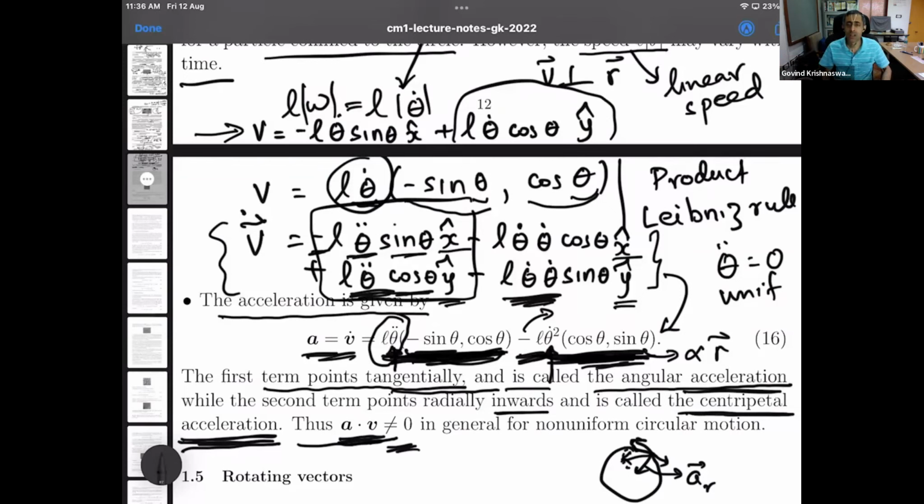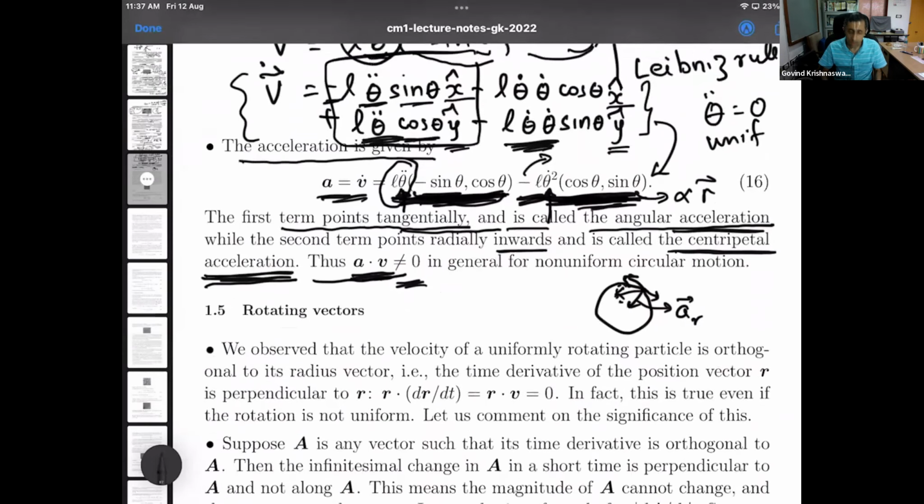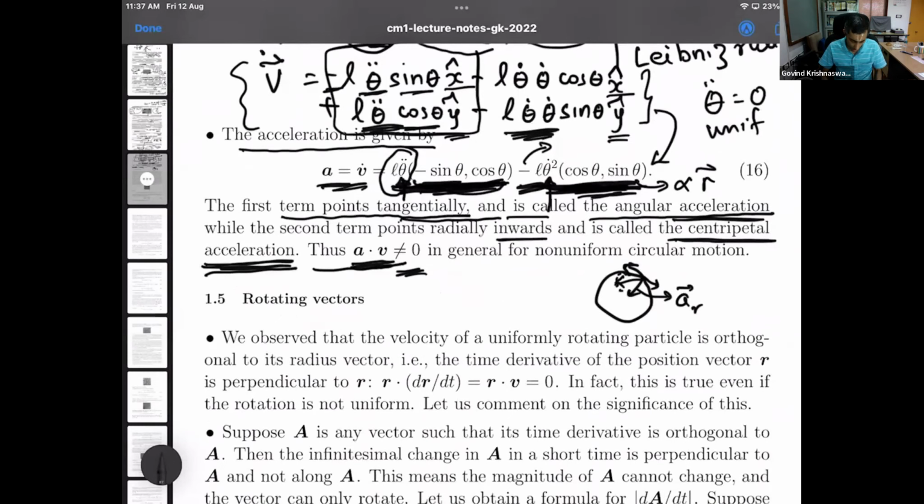Yeah. So of course, operationally or calculationally, if somebody gives you a formula for the position of a particle as a function of time, it is straightforward to calculate the velocity and acceleration simply by differentiation and keeping track of vectors. But of course, the interpretation is quite important, and that's what we have tried to emphasize here.